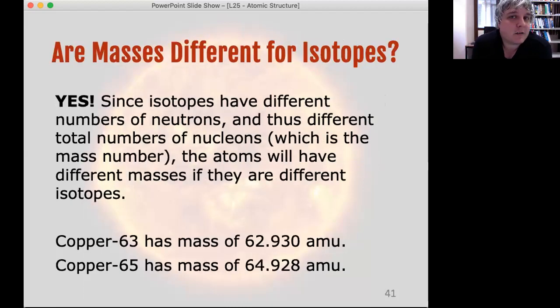Mass is different for isotopes. Absolutely yes, that is why we have the mass number. The mass number is defined as the total number of protons and neutrons. And a different mass number means a different isotope. Because a different isotope has a different mass number, that's how it's defined, that means we're going to have different masses.